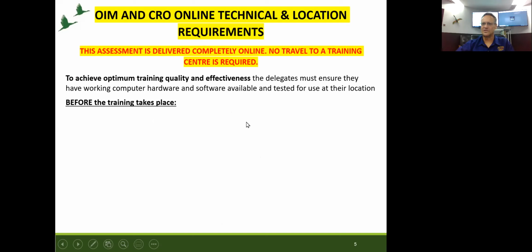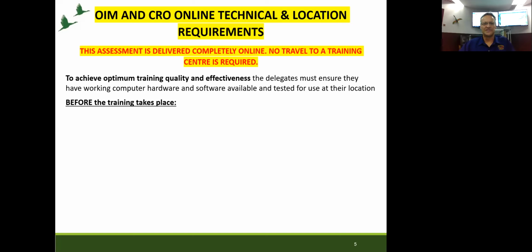Okay, this is important. When we talk about the online options for the OEMCE and CROER, some commonly asked questions that we get with respect to the technical requirements. In terms of what APIDO require of the competency, nothing changes in that regard. Still the same amount of scenarios, still an assessment-only process. But of course, being an online assessment, there are some technical aspects to consider, as well as a location aspect.